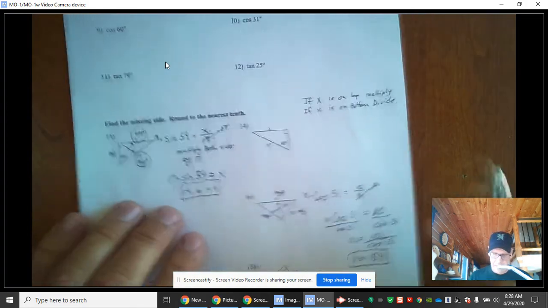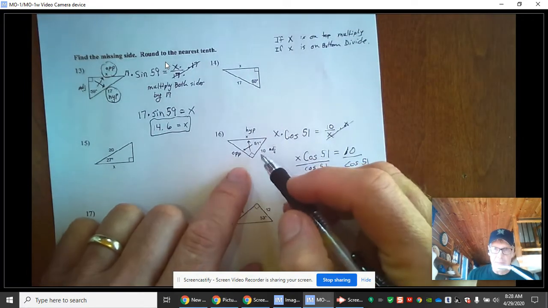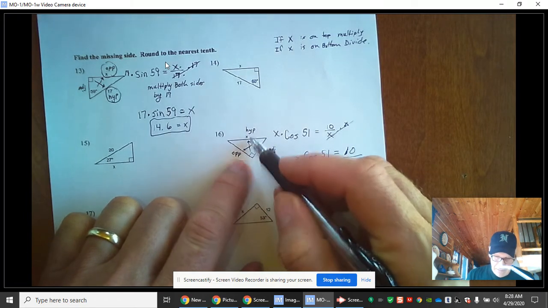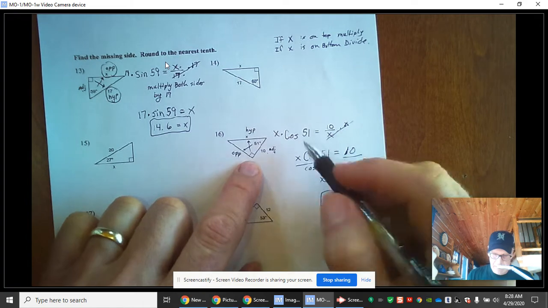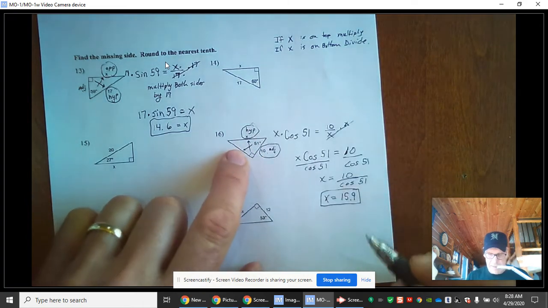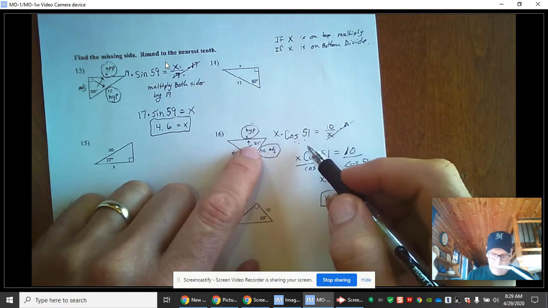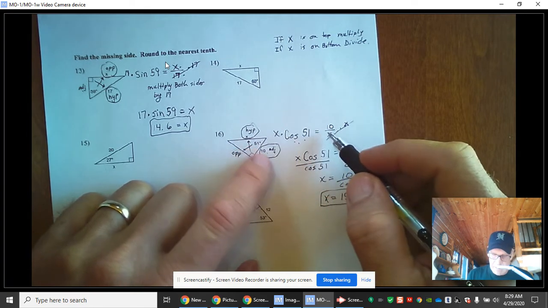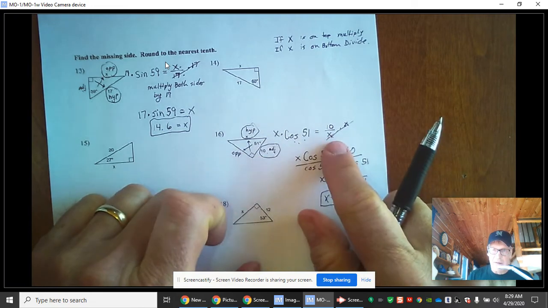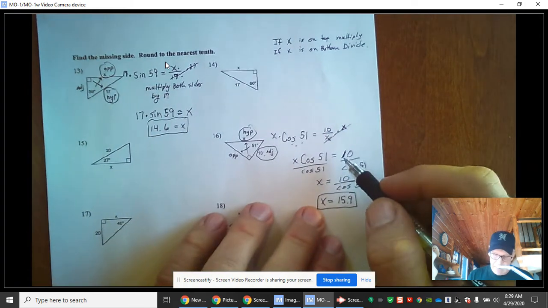That'll make it easy. So the second type of question you're going to see is like problem 16. So now here's my opposite, here's my hypotenuse, here's my adjacent. What do they give me? Adjacent and hypotenuse. I don't need the opposite. So what is adjacent hypotenuse? That's cosine. So cosine 51 degrees equals the adjacent 10 over the hypotenuse x. Now the difference here is x is on the bottom of the fraction, not the top. So you got a couple of steps.